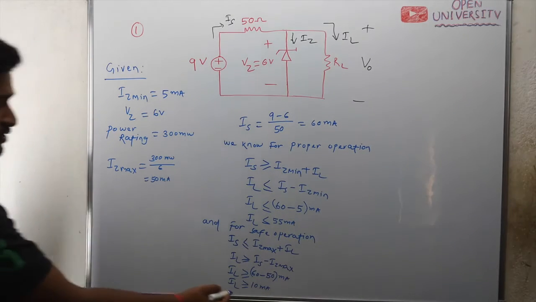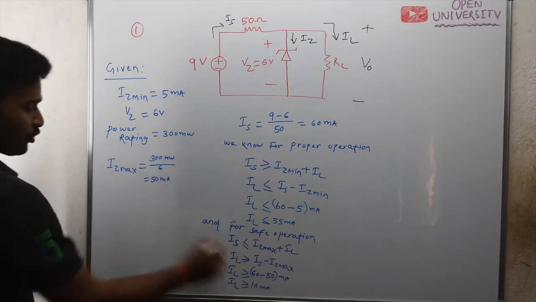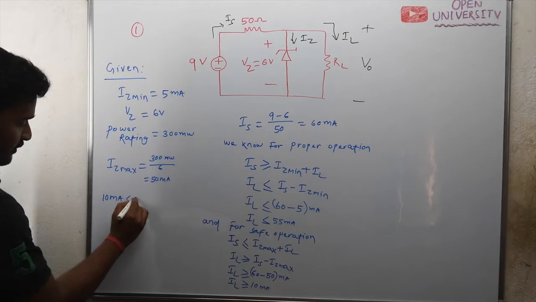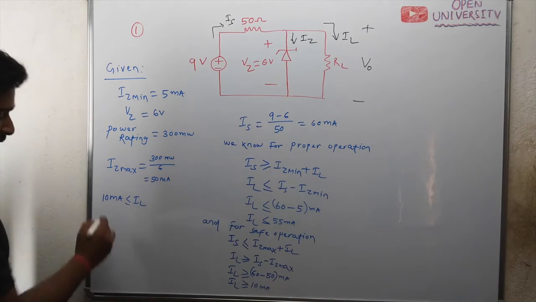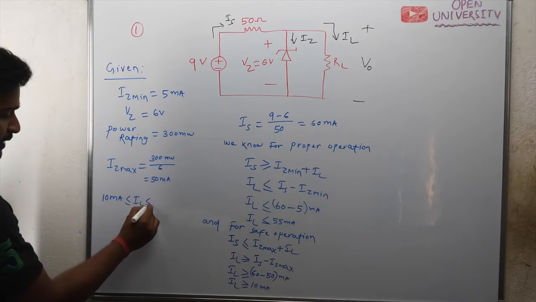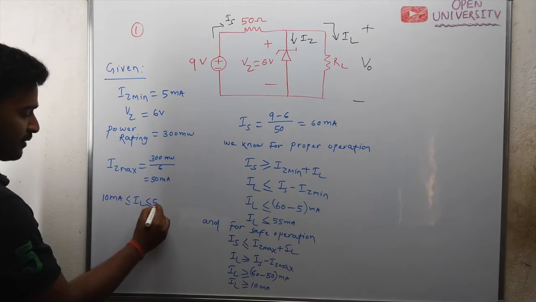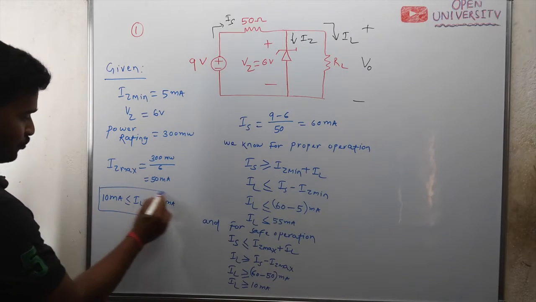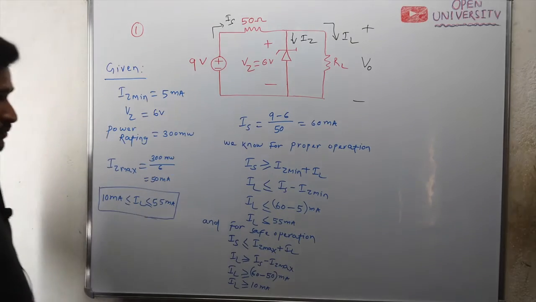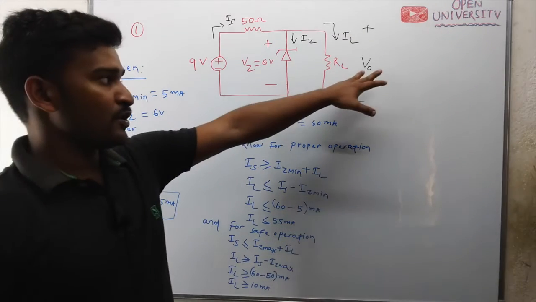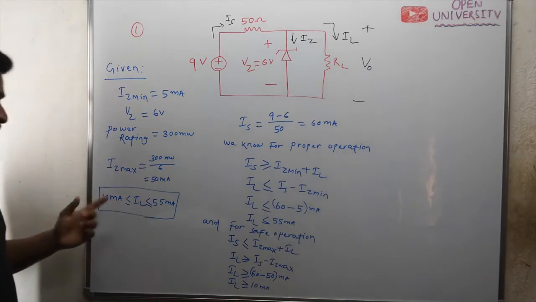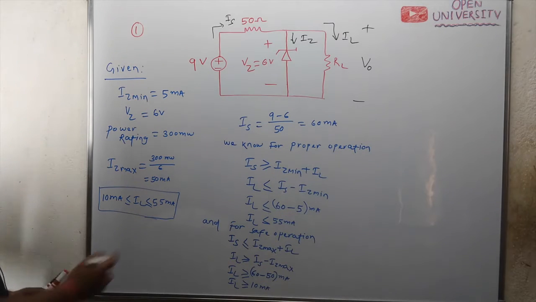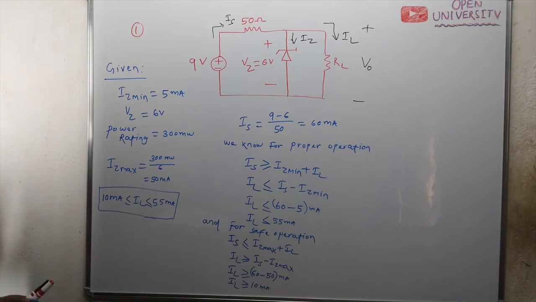The first question was, what should be the range of load current? Load current IL should be greater than 10 milliampere and less than 55 milliampere. To keep the output voltage constant, load current should be between 10 milliampere and 55 milliampere. This is the maximum load current and this is the minimum load current.